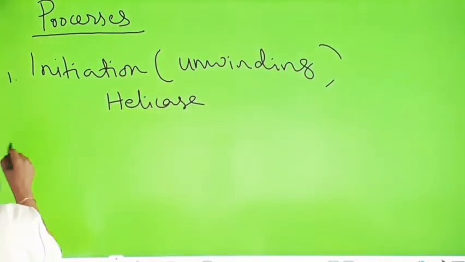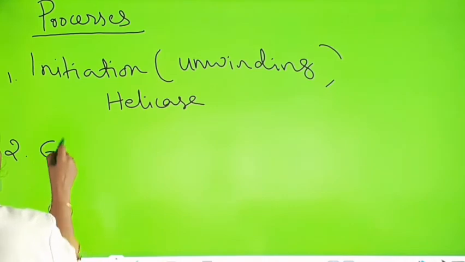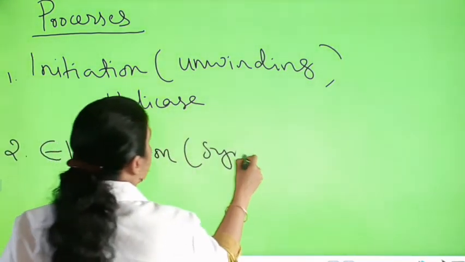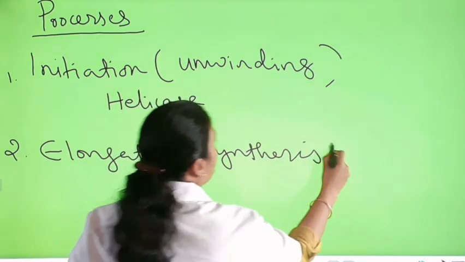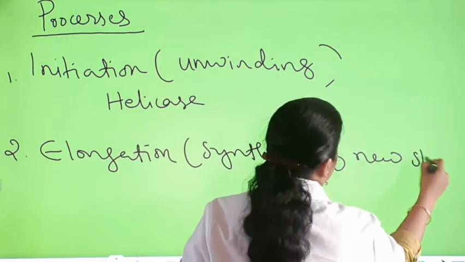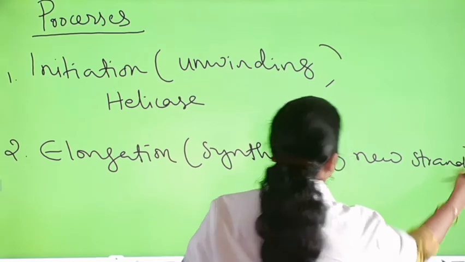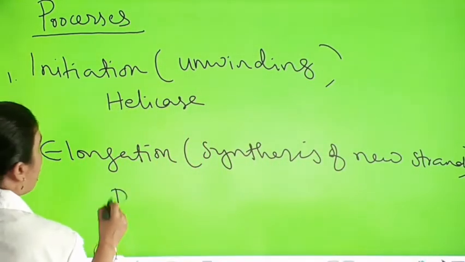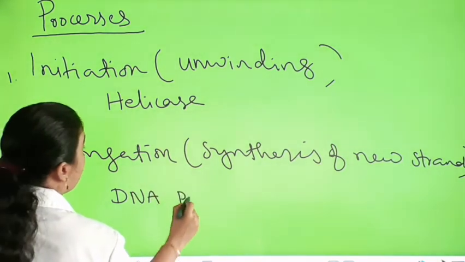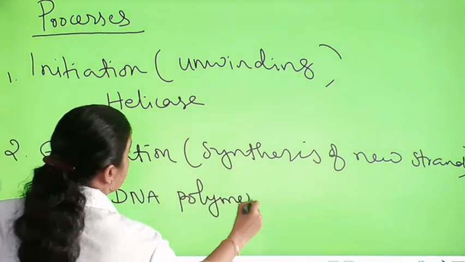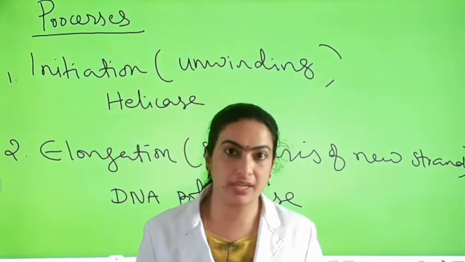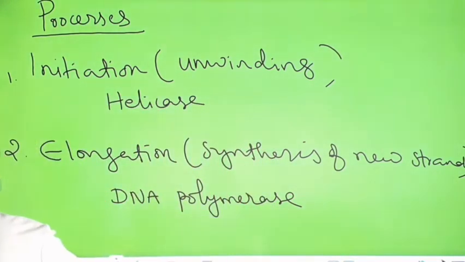And the second step is elongation. Elongation means the synthesis of the new strand. That is the second step, and the synthesis of the new strand is done by the DNA dependent DNA polymerase enzyme. Okay, next we can see the processes in detail.